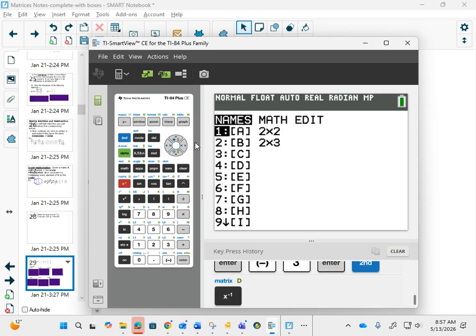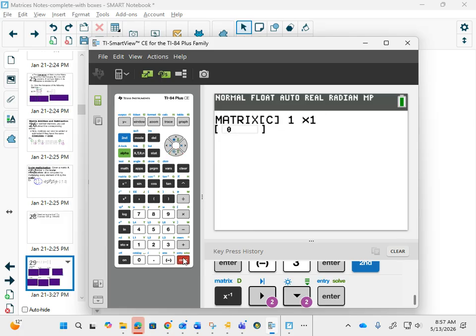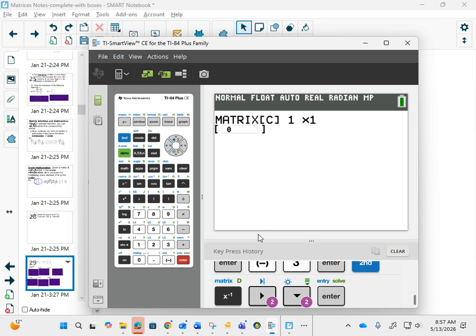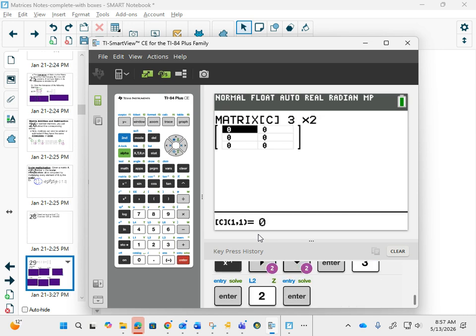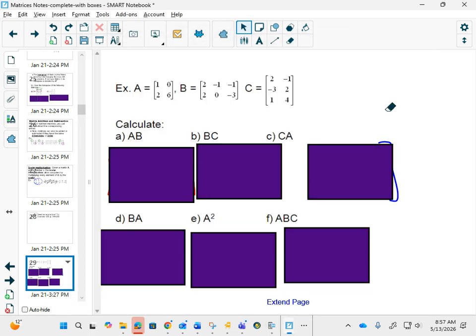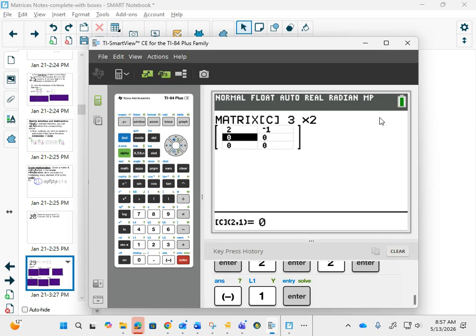Second matrix. Go over to edit. And C is the 3 by 2. It's kind of nice that if you accidentally made the wrong dimensions, you would see it and see that it was wrong.